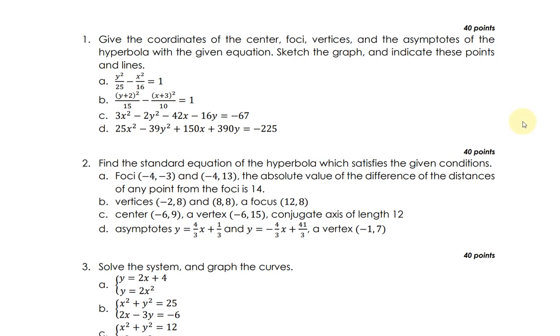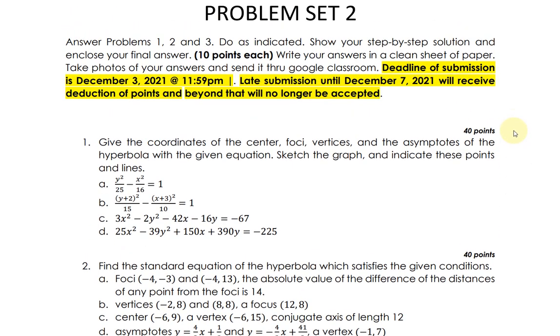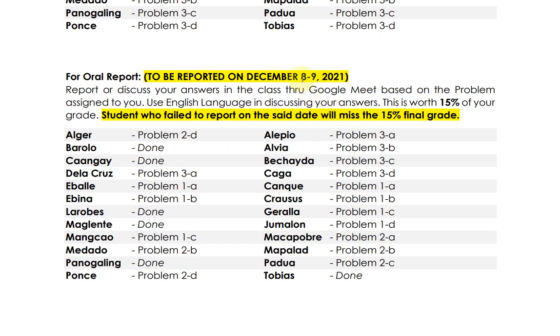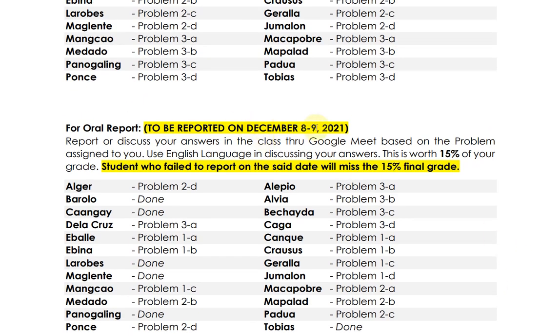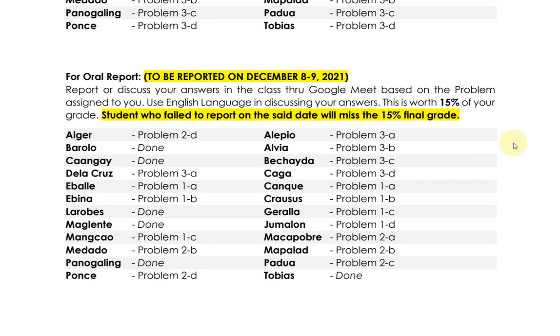Okay, so again, the problem set deadline is December 7, because on December 8 and 9 will be our discussion in class. Of course, once we have discussed the answers, you are not allowed to submit your answers anymore, because you could change your answers. So that will be all for the activities you need to do in December.